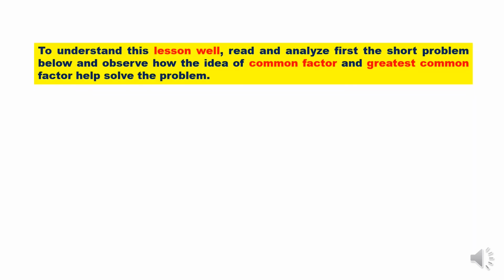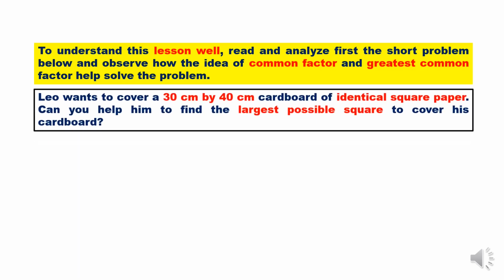To understand this lesson well, read and analyze first the short problem below and observe how the idea of common factor and greatest common factor help solve the problem. Leo wants to cover a 30 cm by 40 cm cardboard with identical square paper. Can you help him to find the largest possible square to cover his cardboard?